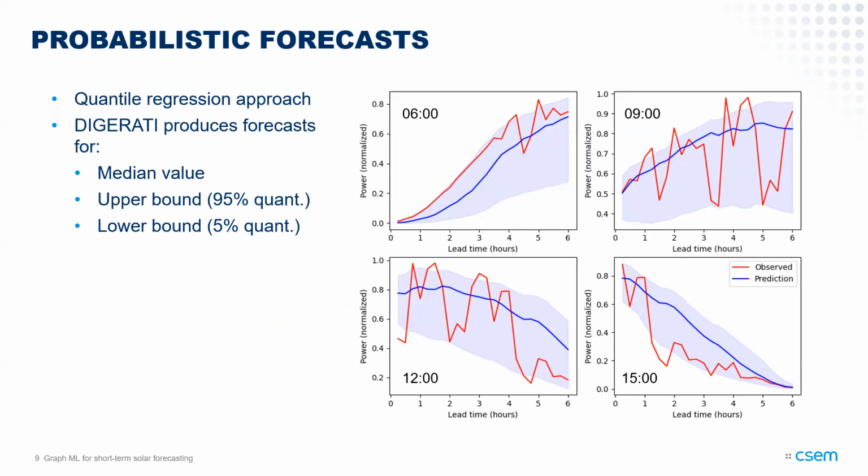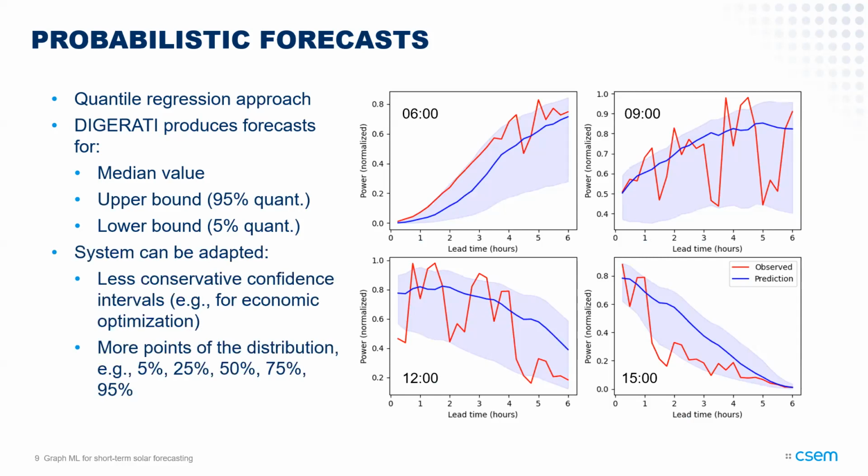Here I have some plots showing the same day for 4 different times: at 6 a.m., 9 a.m., 12, and then at 15. But one good thing about this is that the system can be adapted. So you can produce as many quantiles as you would like. You can easily modify the architecture to produce more quantiles if you like. You can also produce less conservative confidence intervals, for example, if you want to do economic optimization, and it can be easily modified. There is a little bit of retraining, but not that much.